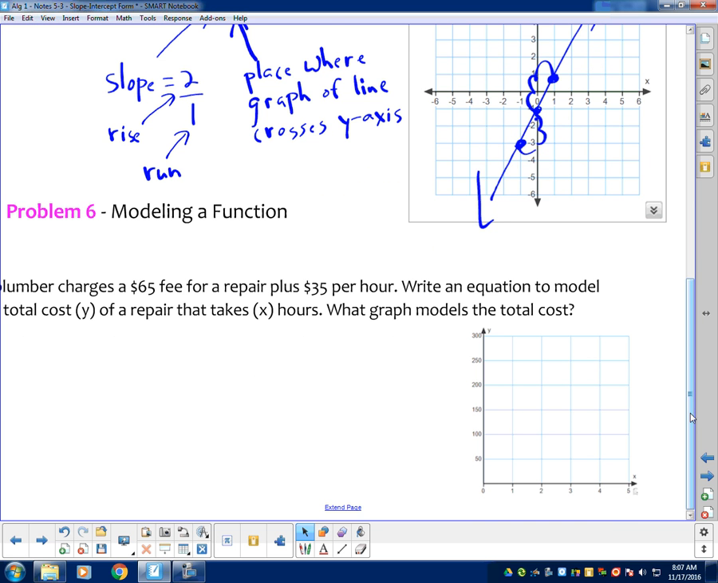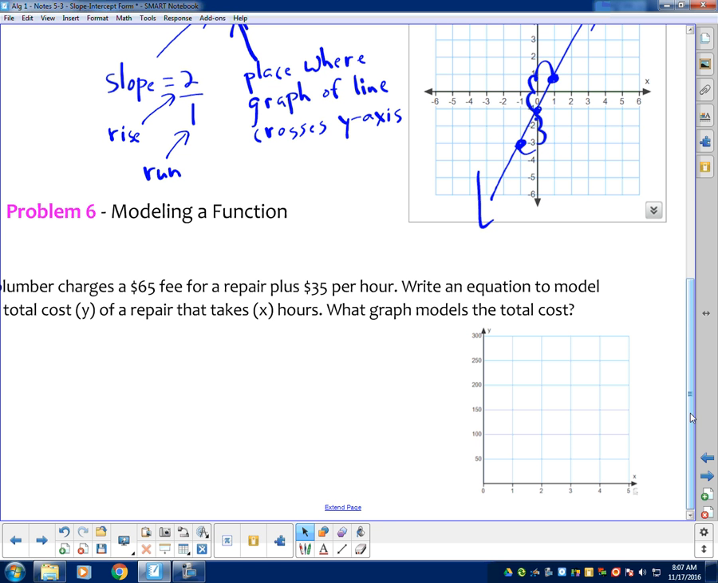All right, modeling a function. The whole purpose of this is linear functions oftentimes can be used to predict. You give me a certain value x, I can tell you the output y for a certain real-life scenario. So here a plumber charges a $65 fee for a repair. So in other words, 65 bucks maybe just to come out. So that's usually how they operate. 65 bucks just to come out, plus $35 an hour to work on whatever they need to work on.